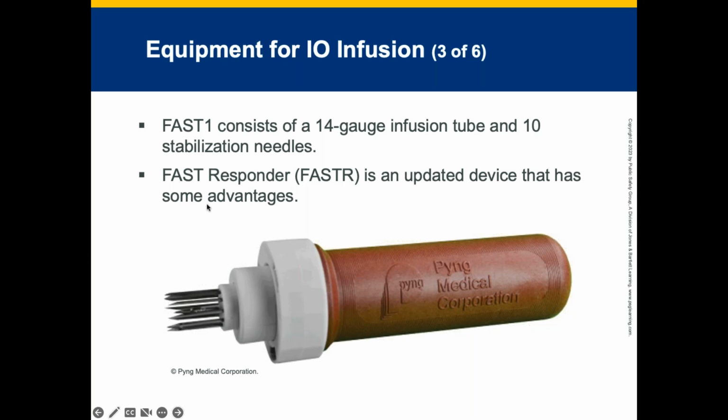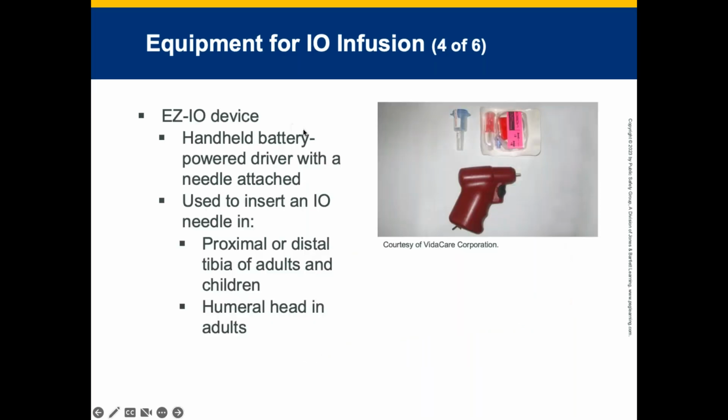The next one is going to be the Easy IO, which is the most common one that we see. The handheld battery powered device. You cannot change the batteries out in these. Once the battery is dead, you buy a new gun. IO needles for these are fairly expensive, about $80 a needle or so. You can put them in the proximal and distal tibia on children and adult, and then adults only in the humeral head. We'll go over all this on Sunday.